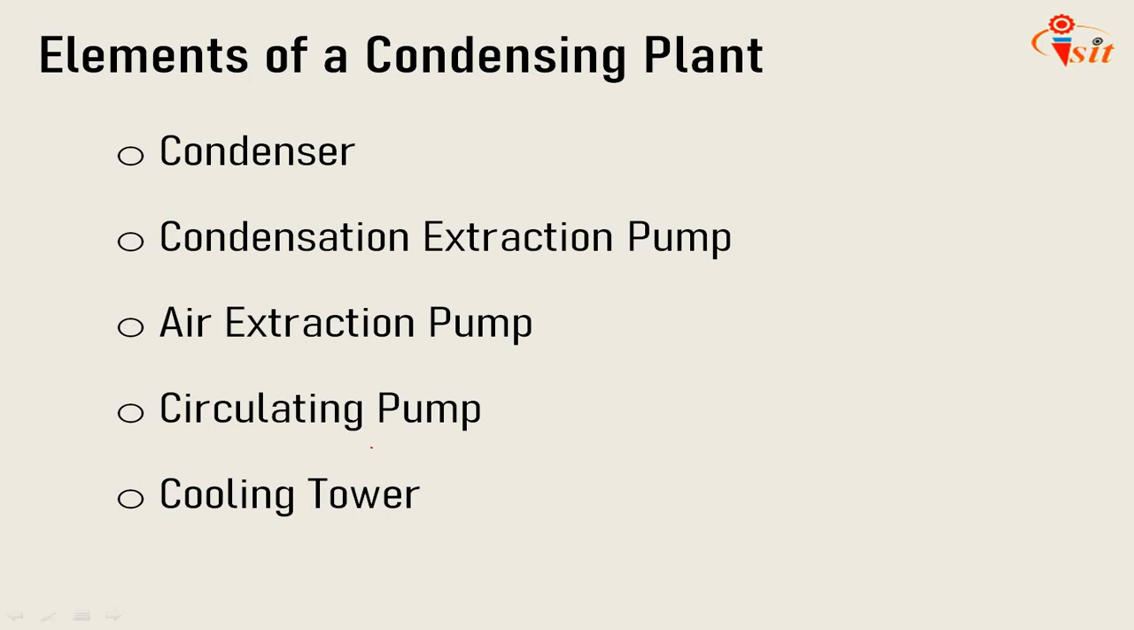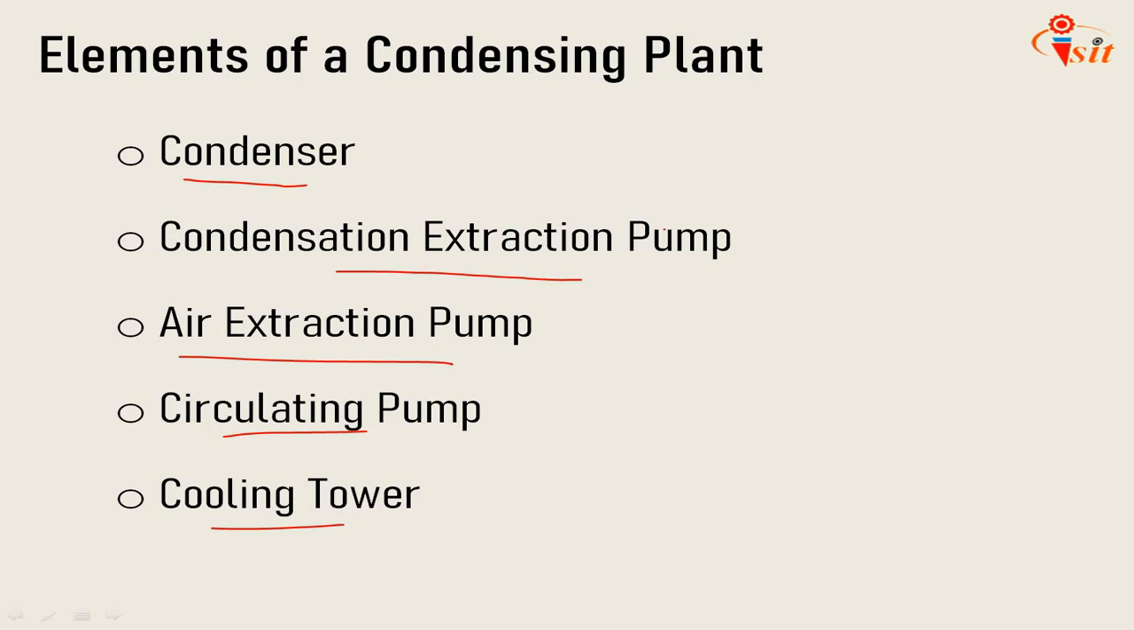Now the next is the elements of the condensing plant. A condenser unit consists of a condenser, air extraction pump, condenser cooling water circulating pump, condensate extraction pump, and a cooling tower. So these are the elements of condensing plants. So what is the function of each and every element? The condenser condenses the exhaust steam from the turbine with the help of circulating water.